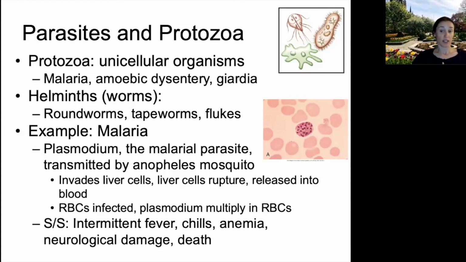Plasmodium, the malarial parasite, is transmitted by the anopheles mosquito. It invades the liver cells. The liver cells then rupture and release into the blood. Our red blood cells can get infected, and the plasmodium can multiply within the red blood cells. Signs and symptoms include intermittent fevers, chills, a decrease in your blood count, so anemia, as well as neurological damage and death.